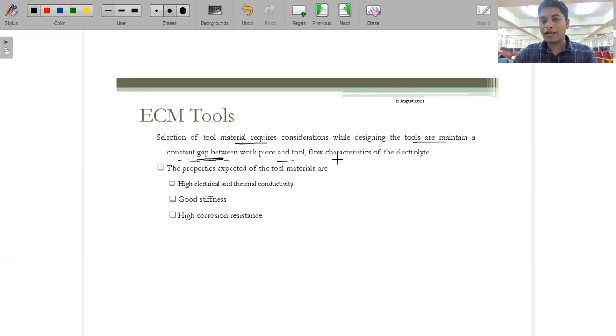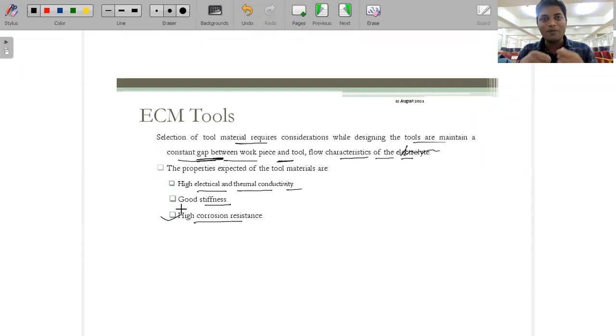And what are the other characteristics or functions required for the ECM tool, not the electrolyte but the ECM tool here? High thermal and electrical conductivity, good stiffness, and high corrosion resistance. Corrosion resistance is required because we are dipping it inside the chemical, NaCl. Yesterday we were using NaCl for etching in chemical machining, where the material is removed because of corrosion. But here we are avoiding corrosion.